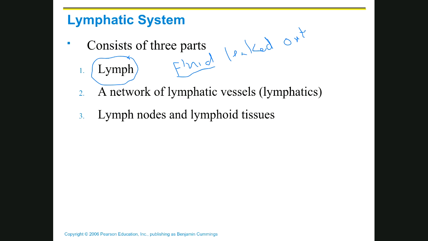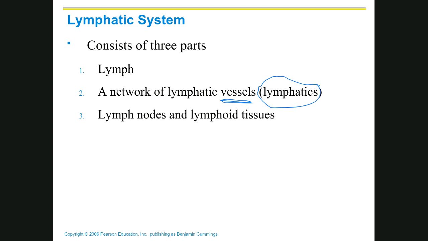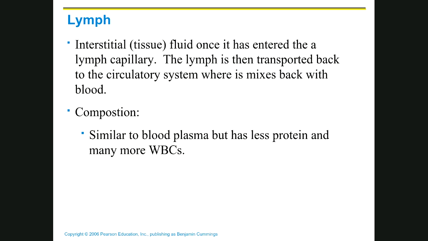Another part of this system is a network of vessels. They're very similar to veins. They're called lymphatics. And then the third part is that all along these vessels, we're going to have these structures whose job it is to get rid of bad things. They're either lymph nodes or lymphoid tissues. So let's look at lymph.